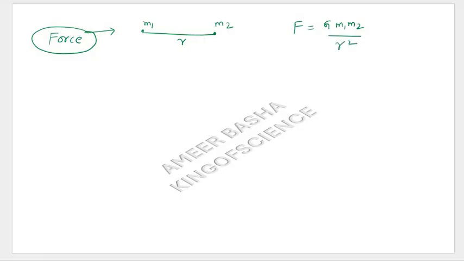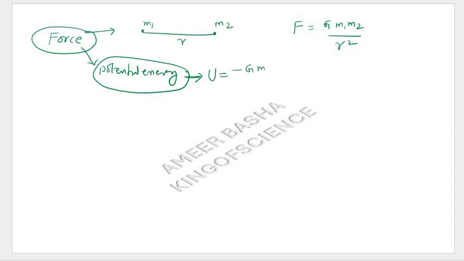Simultaneously, I'll talk not only about the force but also the energy. The potential energy, or interaction energy, between these two particles m1 and m2 is given by minus G m1 m2 divided by r.